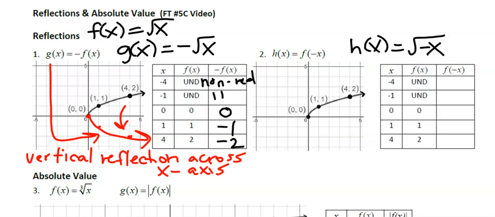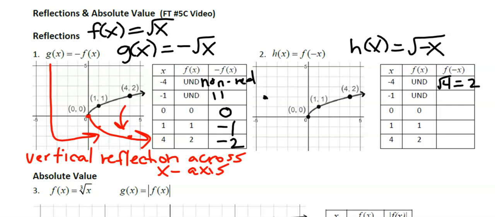So if x is a negative number to start with, and I take the opposite of it, then I can take the square root, because then I'll be taking the square root of a positive number. So, for example, if x is negative 4, the opposite of x would be 4. So this would end up being the square root of 4, which is 2. So the point negative 4, 2 is a point on this new graph.